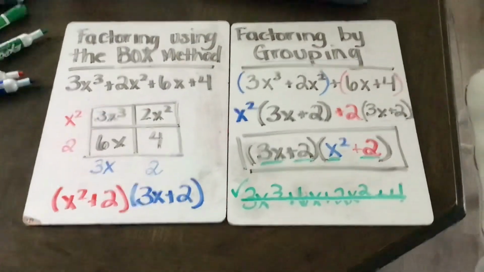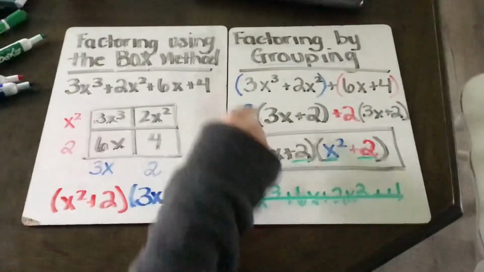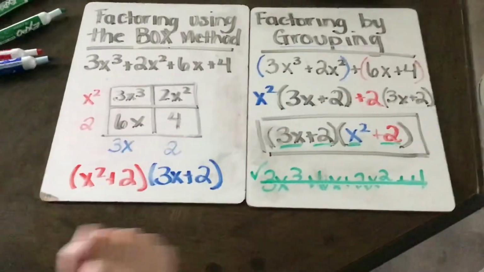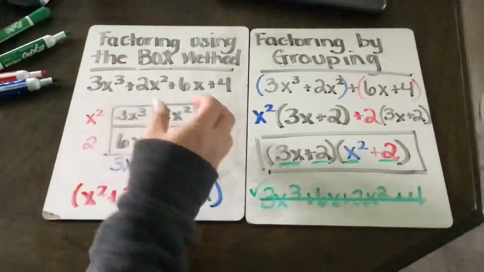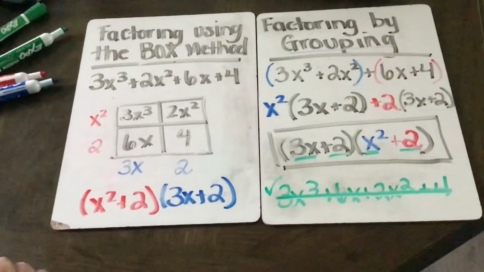So those are the 2 methods. What's nice about this one, it doesn't take up quite as much space. So when you're working through, you can just kind of do it line by line. The box takes up a little more space, but it does provide a way to organize the terms so that you can look at it that way.